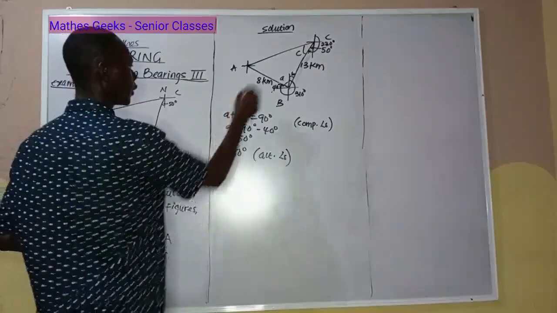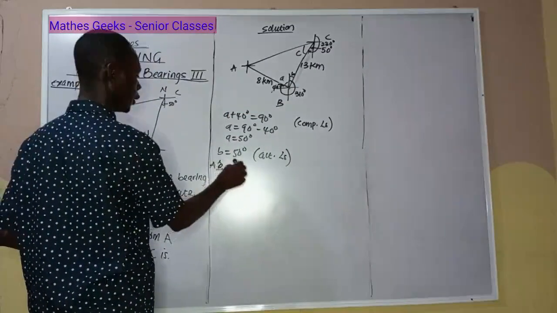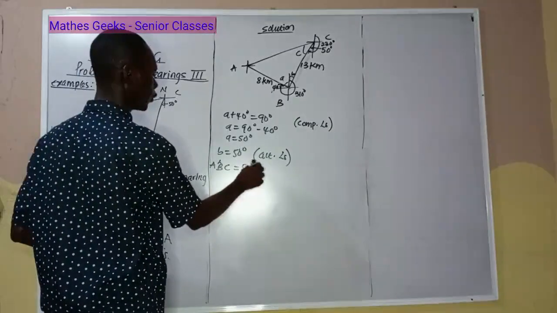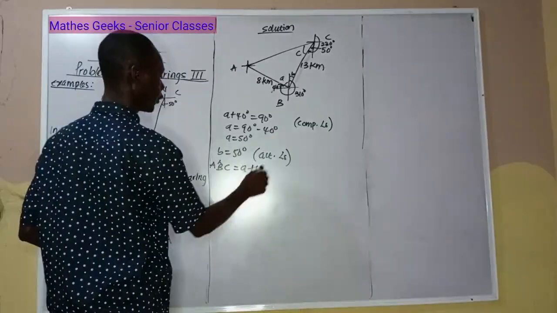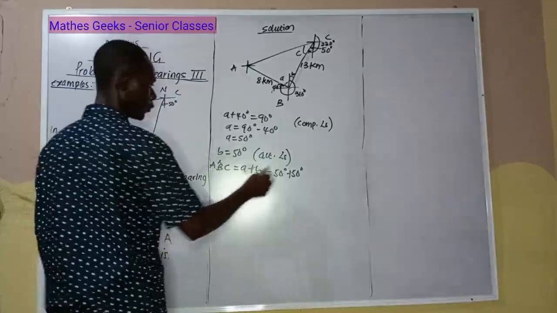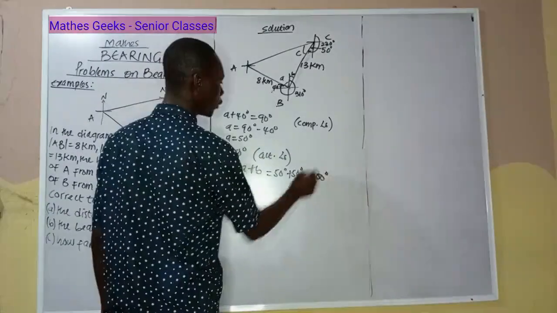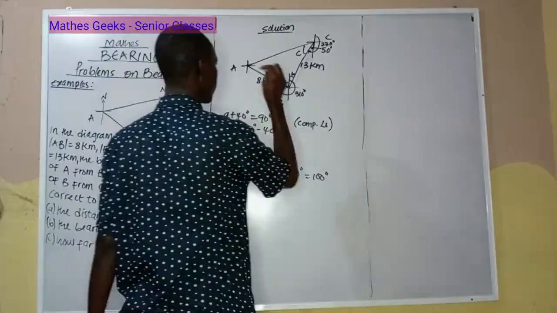So now to get angle ABC, angle ABC is equal to A plus B. That will give us 50 degrees plus 50 degrees, which is equal to 100 degrees. Okay, so with that we can calculate this.